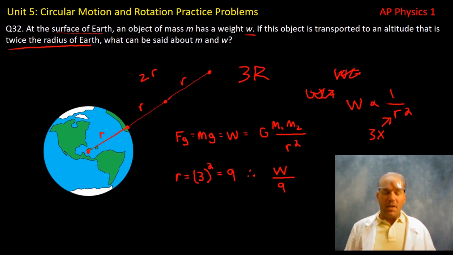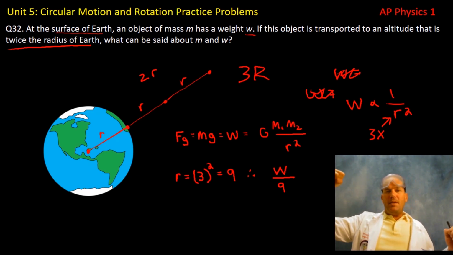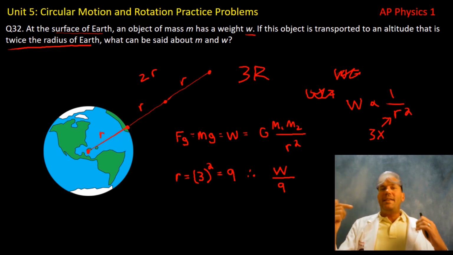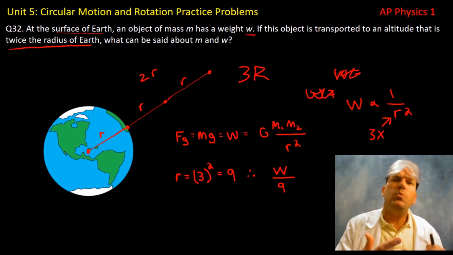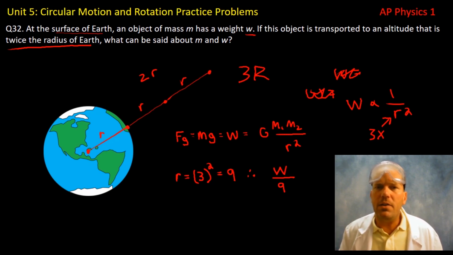What does that mean? Well, inverse squared relationship. So the objects are further apart. That means that the force of gravity or weight's going to go down. And it's not going to go down 3 times. It's going to go down 3 squared or 9 times. It's going to decrease by a factor of 9. So our answer here is weight divided by 9.